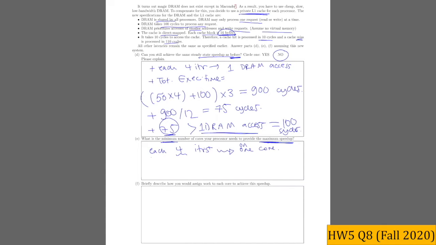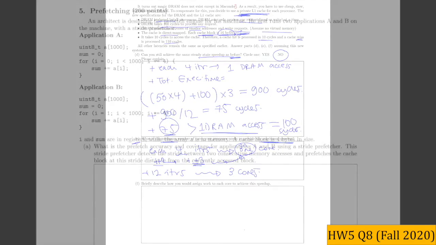So basically requests from I to I plus 3 should go to 1 core. Therefore, among these 12 iterations that we had, with 4 iterations being divided to each core, overall we need 3 cores. Okay, so part F, briefly describe how we would assign work to each core to achieve this speedup.